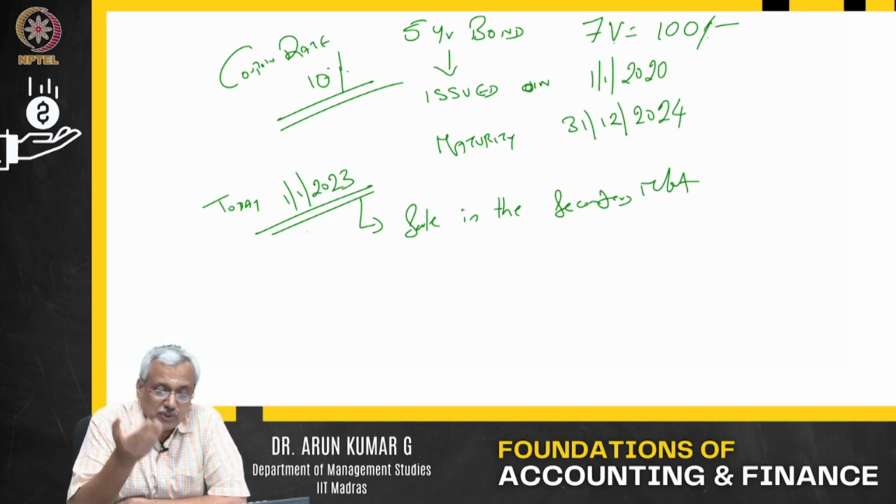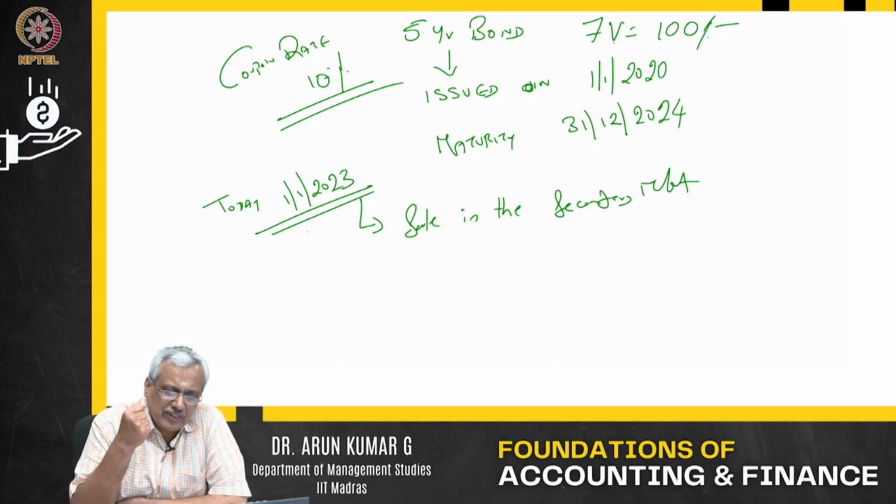Now, the company has issued a bond on 1/1/2020. Imagine I have bought that bond. I do not have to wait till 2024 to encash that bond. In between, if I want, I can sell that bond in the market. That is what we call the secondary market. Bonds are tradable.